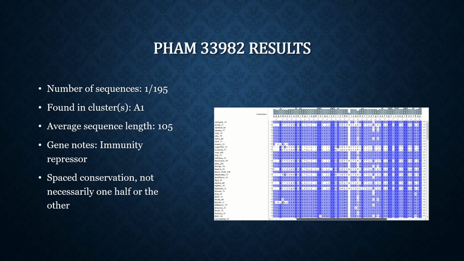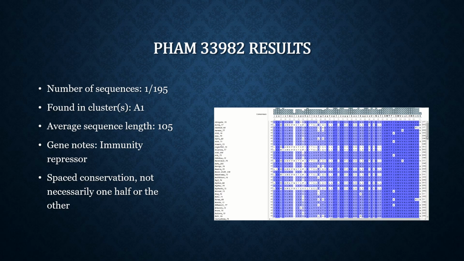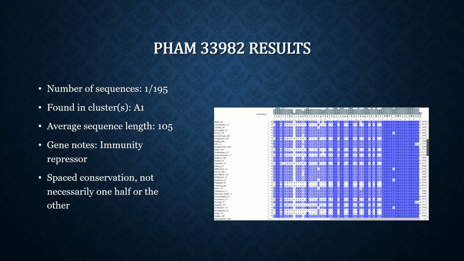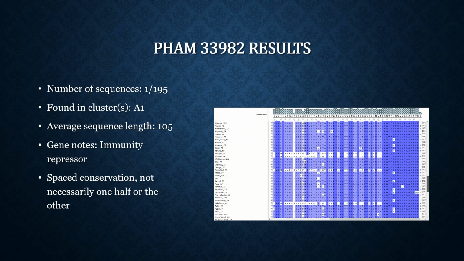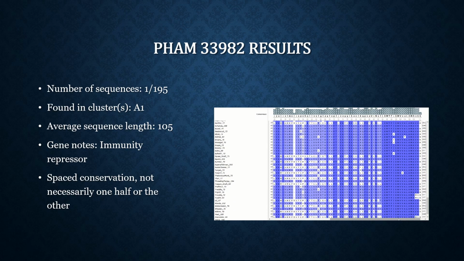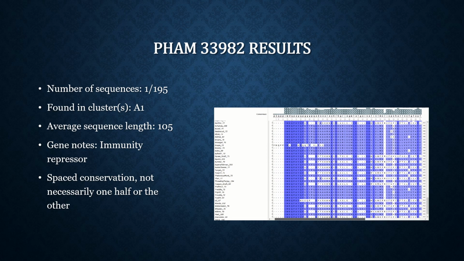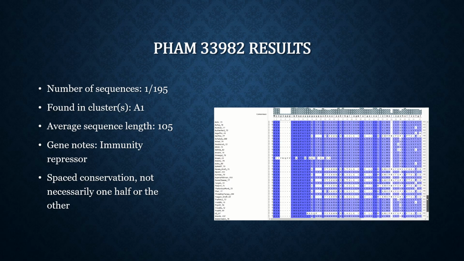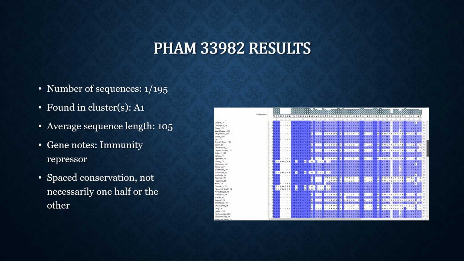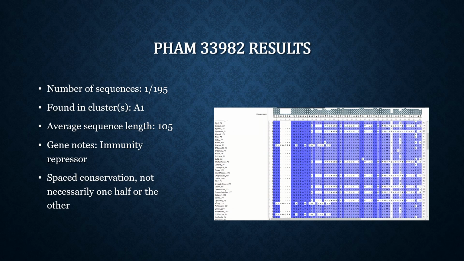FAM 33982, the number of sequences I looked at personally was 1, but I downloaded 195. That one was found in cluster A1 with an average sequence length of 105. The gene notes included immunity repressor, and these genomes have a very spaced conservation. They're not necessarily more conserved in one half or the other, or one place more than the other.